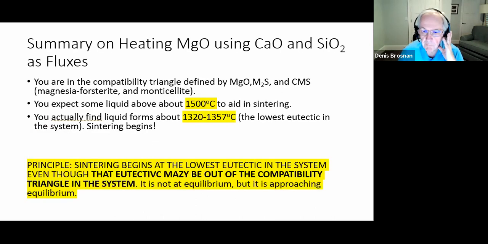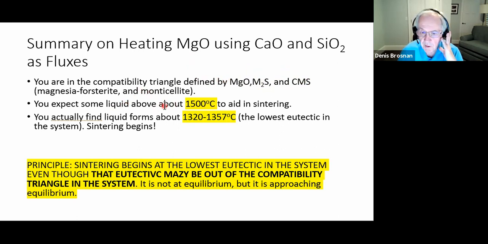So in summary of heating MgO, lime and silica, even though the system is pretty complex to figure out what's going on, you need to think about what minerals would be in the final composition. So plot your composition. Look what's in the compatibility triangle. In this case, we found out it'd be magnesia, sometimes called periclase, forsterite, M2S, and monticellite, CMS. So that's what we're going to have finally.